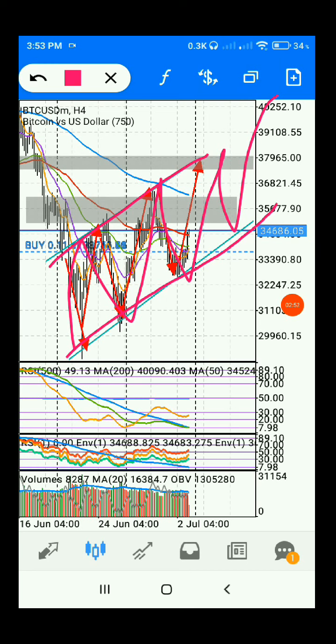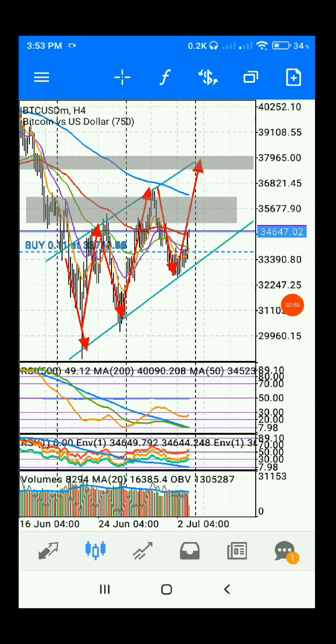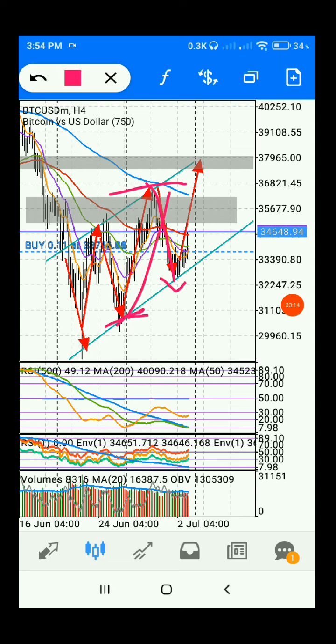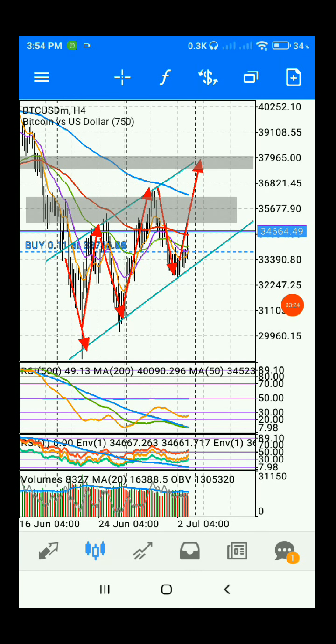Okay, so you have to draw the trend line first, and then you take sell or buy entries from the potential area. If you reach this area, you can take this sell. If you reach this area, you take this buy. If you are in this area, you can take this buy. So everything is potential after having some analysis.